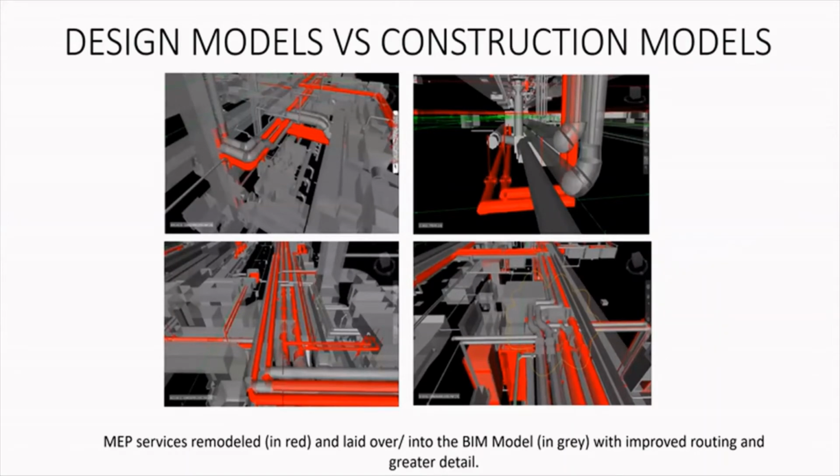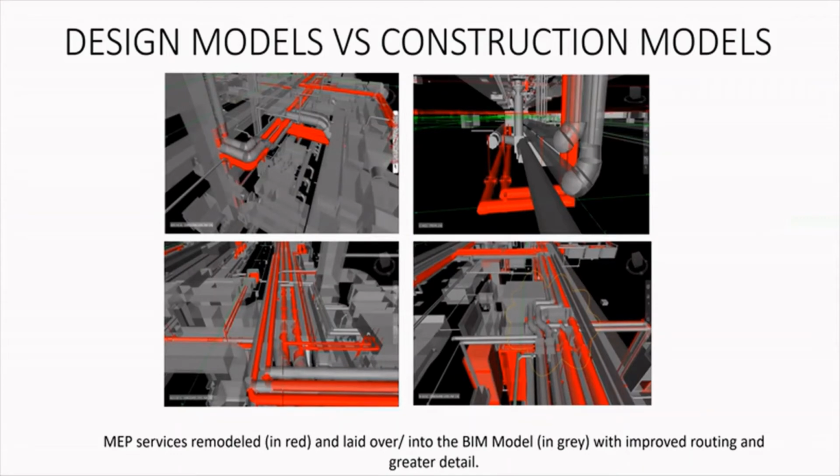This is also for the MEP. The MEPs are designed by designers as well. So this is the MEP services remodel in red. What you can see in red is the remodeling done by the contractor, and what you see in gray is what is done by the MEP designers. You'll realize that the routing has greater detail in red, which, going back to our point, means the LOD for construction is higher. It's given more detail compared to what the designer actually gave.